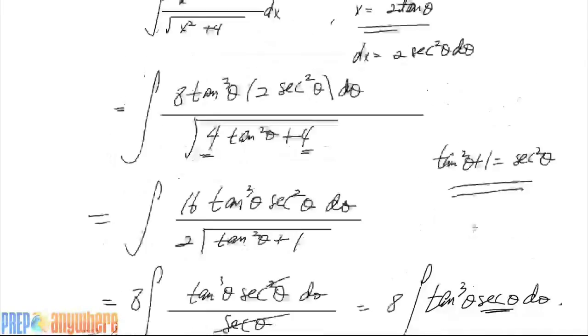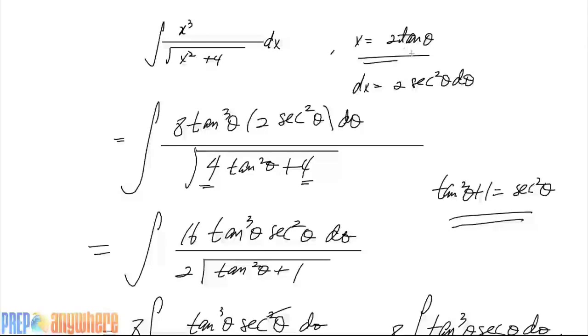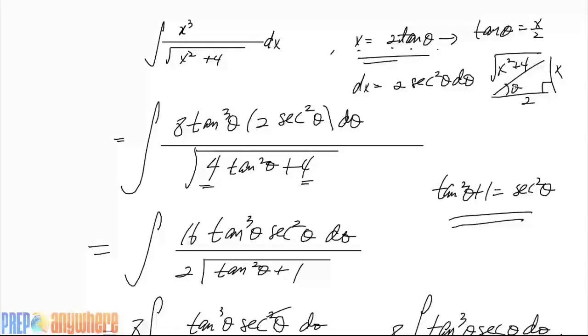Going back, we initially let x equal 2 tangent of theta. This means tangent of theta is x over 2, so we get a right angle triangle like this. The opposite side is x, the adjacent is 2, so the hypotenuse is the square root of x squared plus 4. There's my angle theta.